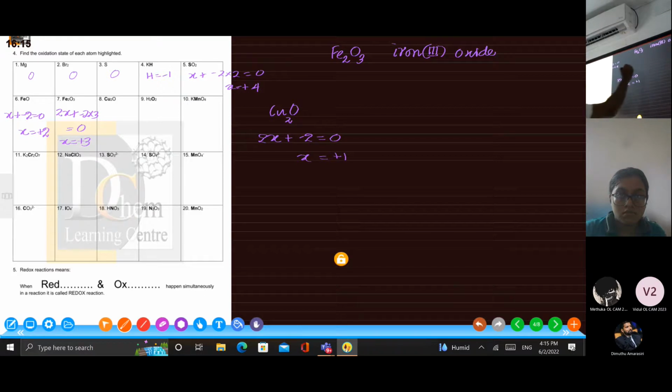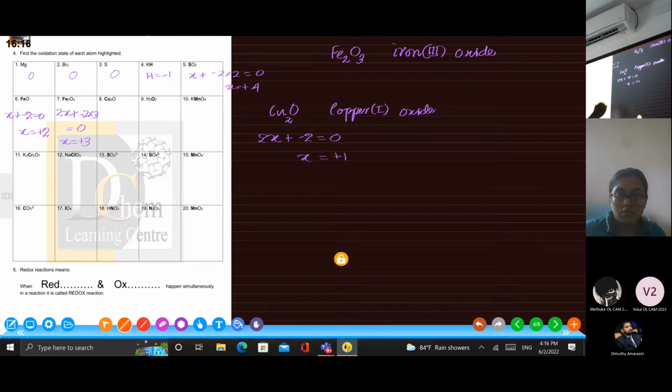So this fellow is copper 1 oxide. Normally copper has 2, but it can have 1 as well. Transition elements, variable valency. So the first statement about transition elements: you can say variable valency is variable oxidation states.